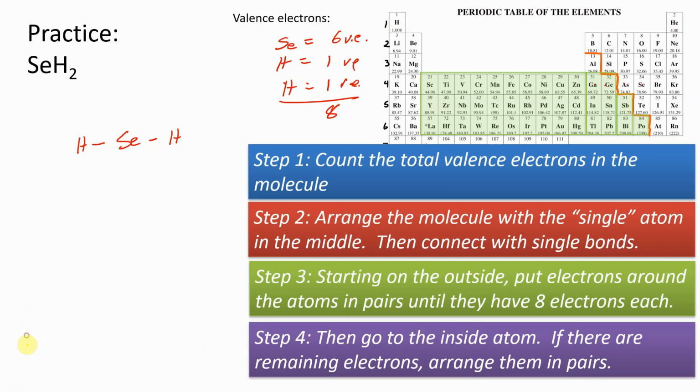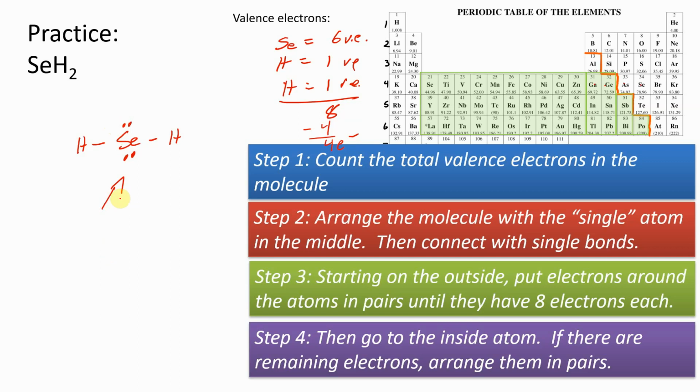All right, let me get my pen. And so then we go to the inside. Right now, how many electrons are on this selenium? 4, that's right. It has an empty orbital on top and bottom. We've used 4, so that means we have 4 electrons left. I'm going to put 2 on the top and 2 on the bottom.